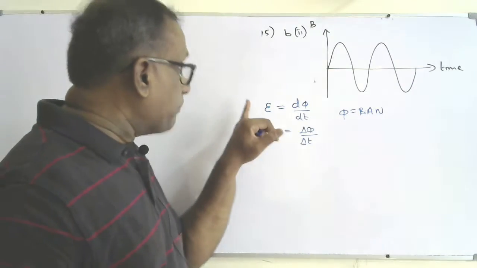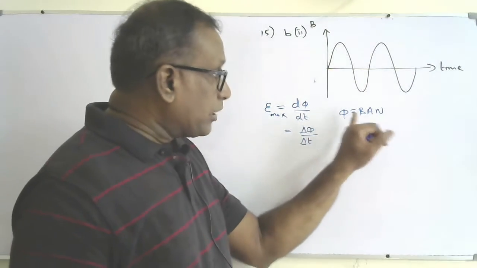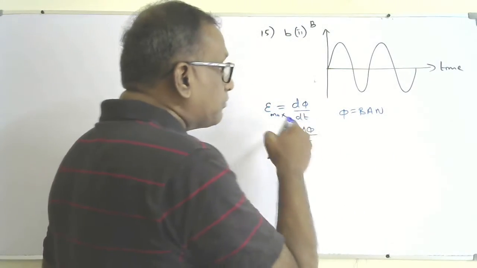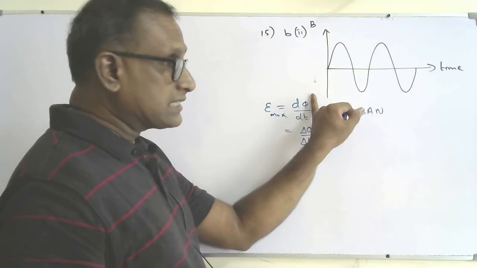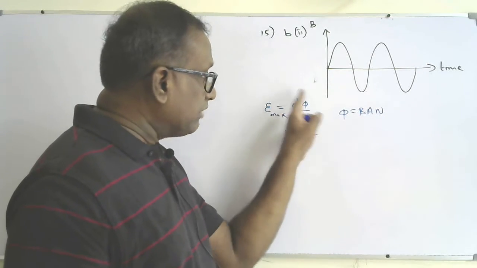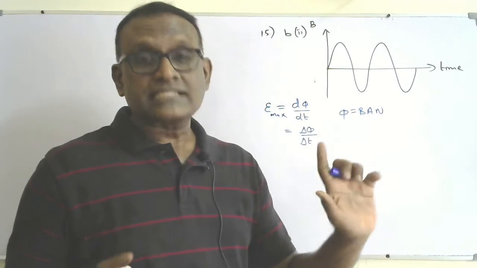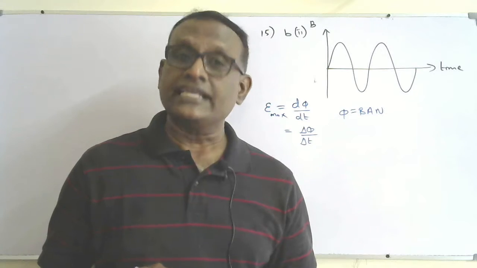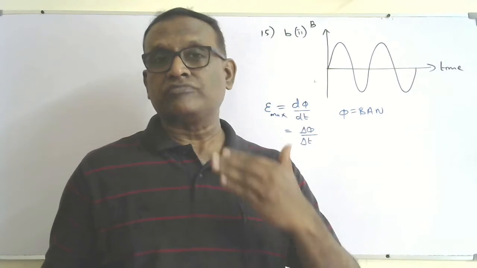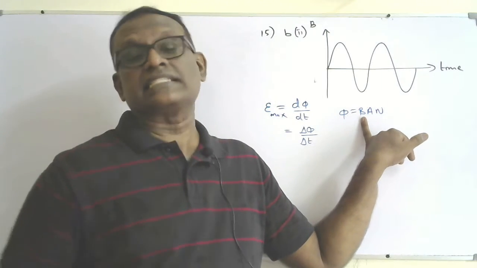So if I want to find the maximum induced voltage, I need the maximum rate of change of magnetic field strength. So I can say the variation in magnetic flux divided by the time, dΦ/dt, is the rate of change of magnetic flux linkage, and that should have the highest value. We get the maximum rate of change of magnetic flux linkage when the rate of change of magnetic field strength is the maximum.